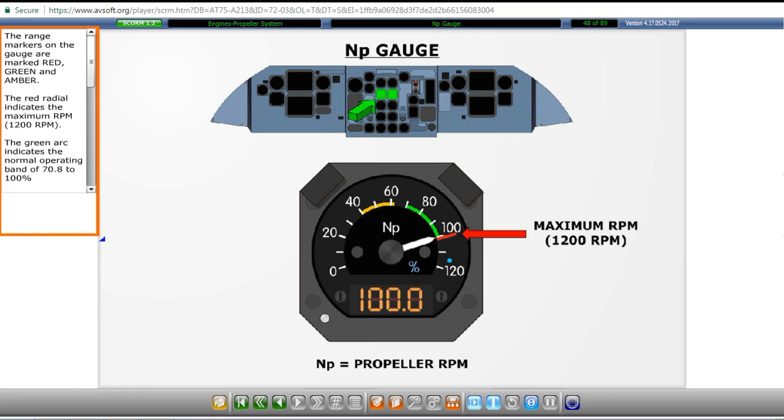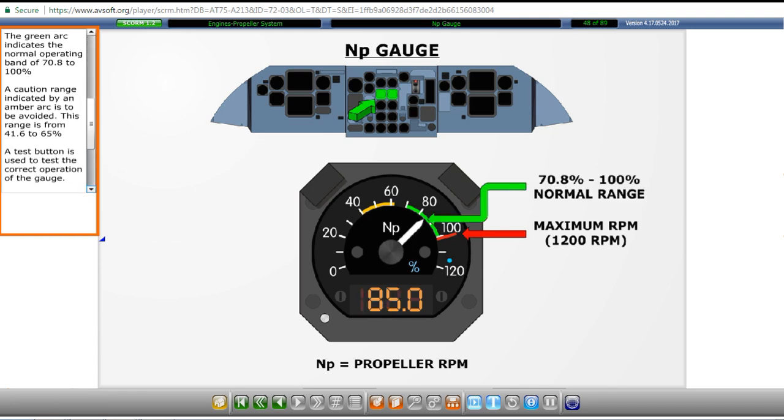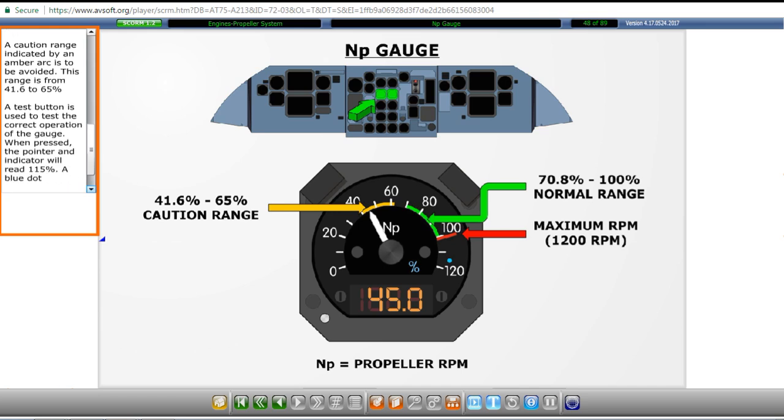The red radial indicates the maximum RPM. The green arc indicates the normal operating band of 70.8 to 100%. A caution range indicated by an amber arc is to be avoided. This range is from 41.6 to 65%.